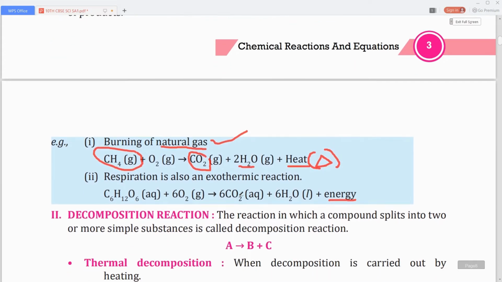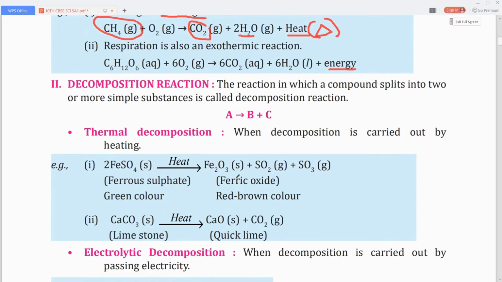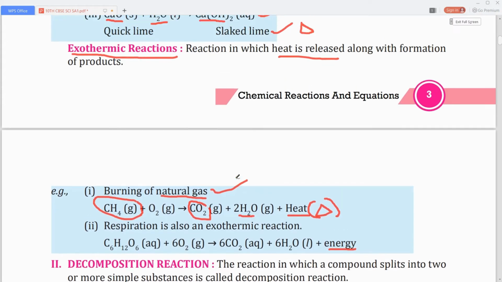Two most important examples: methane. Natural gas means methane. When methane is burned in the presence of oxygen, it gives carbon dioxide, water and heat. And respiration in our body is also an exothermic reaction. Now the second definition related to the types.